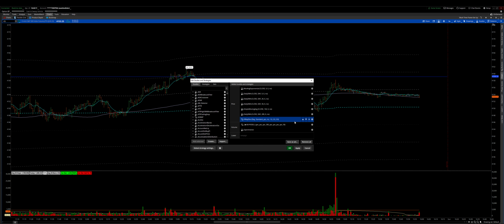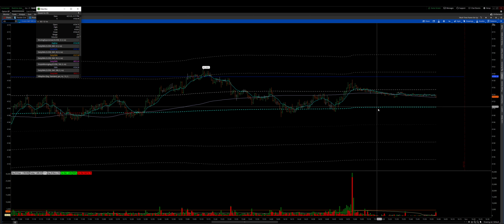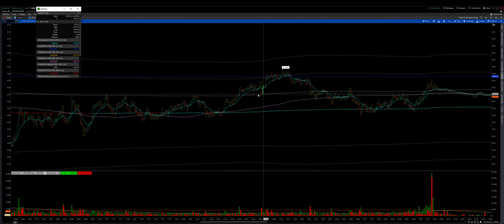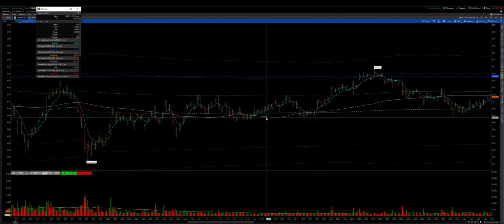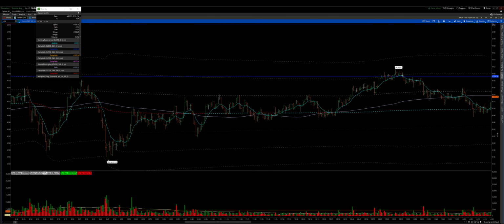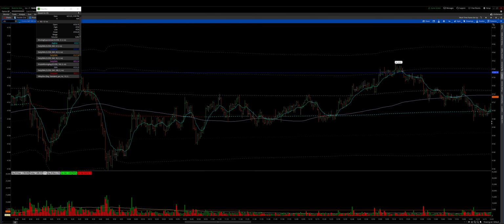And then I have the standard deviations. I like to look at standard deviations because a lot of times we get to a standard deviation and kind of struggle. So like back on this past Friday, we traded between VWAP and that first standard deviation several times. So that's how I kind of use that.